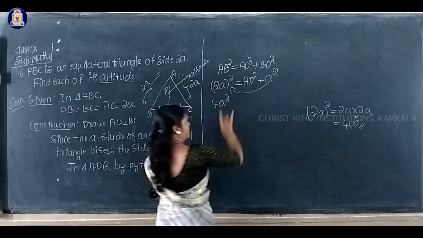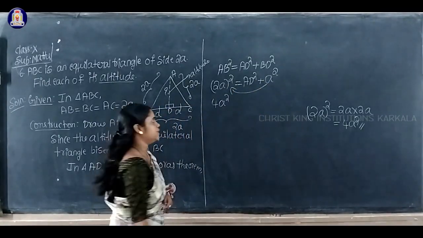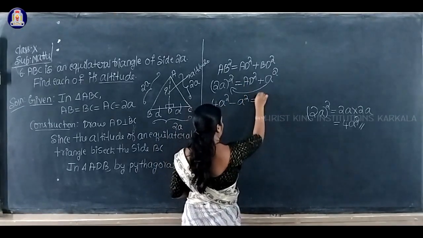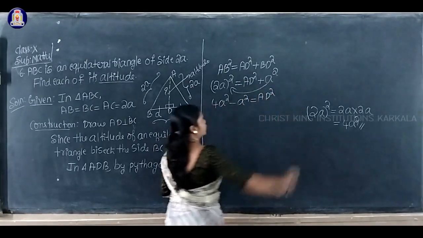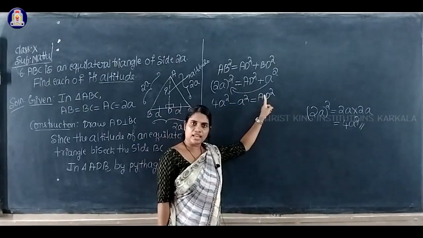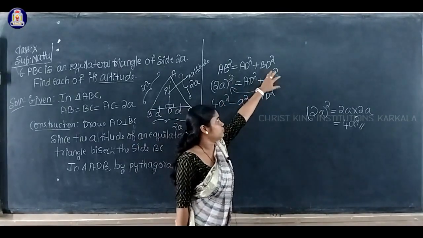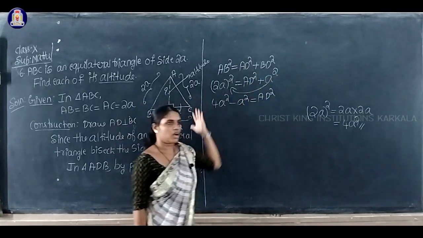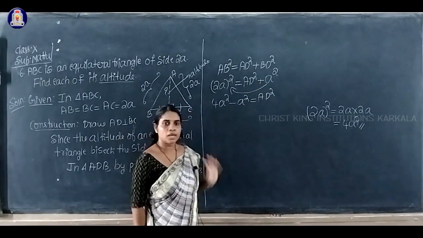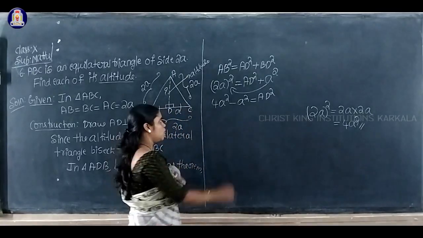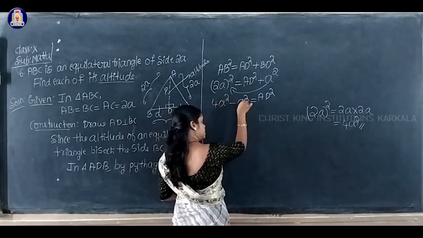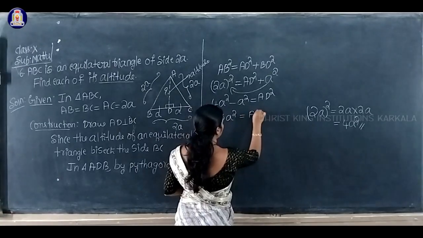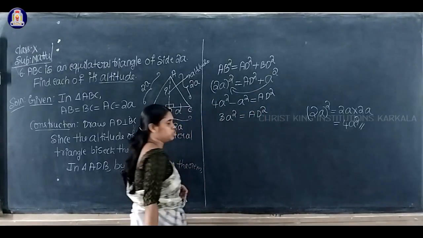Okay, shift this a square to the left hand side so that I'll get minus a square equal to AD square. Write this AD square on the left hand side only. While this plus a square comes to the left hand side, it will become minus a square. Now 4a square minus a square equal to how much? 3a square. So therefore AD square value is 3a square.